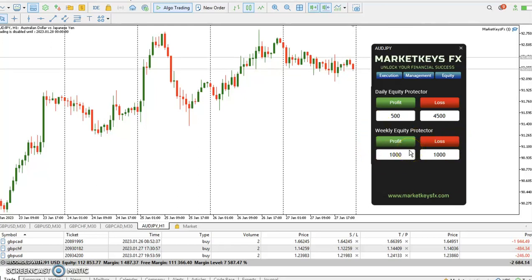If your goal for the week is $1,000 and you hit it on a Monday, it will prevent you from trading until the next week. So you won't be able to trade Tuesday, Wednesday, Thursday, Friday, none of that. Okay? It's the same thing for loss.